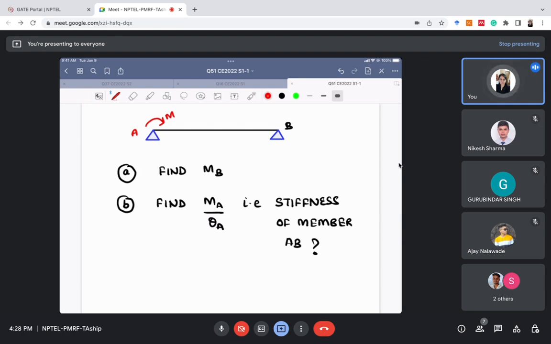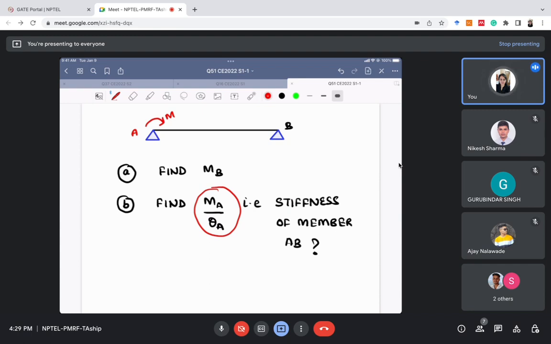Now the second question is, find the stiffness of member AB. Earlier we solved the problem in which the far end was fixed. In this case, the far end is hinged. So I want to know the value of member stiffness when the far end is hinged. The stiffness of the member, as I've already told you, will be M by theta. So if anyone could calculate the value of MA by theta.